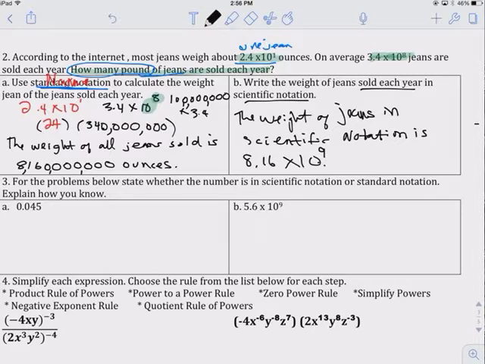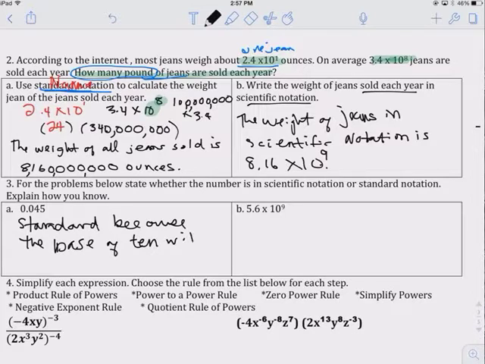So, it's the first one, standard notation or scientific notation? Standard. How do you know it's standard? Because there's no exponent. First of all, and what else does it not have? The times 10. The base of 10 with exponents. And what else? Wait, what does that say? The base of 10. Because it's less than 1? And the number is less than 1, right?